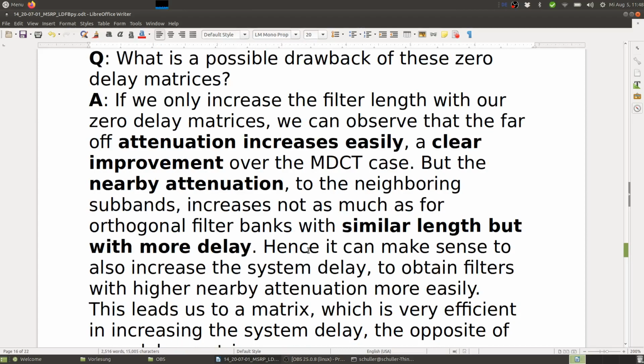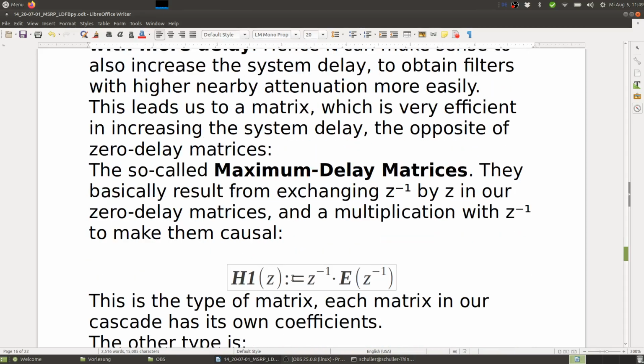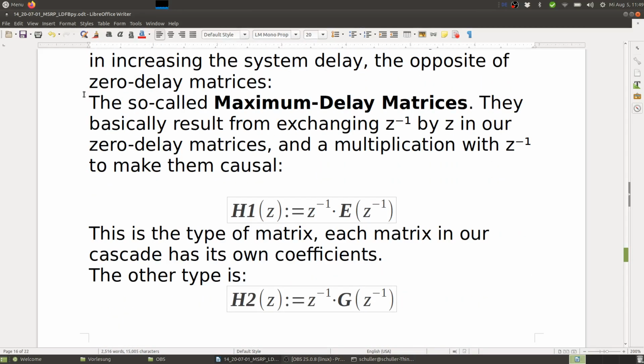Hence it can make sense to also increase the system delay to obtain filters with higher nearby attenuation more easily. So this leads us to a matrix which is very efficient in increasing the system delay, the opposite of the zero delay matrices, so they can be used to improve the nearby attenuation. The so-called maximum delay matrices. They basically result from replacing z to the minus 1 by z in our zero delay matrices and a multiplication with z to the minus 1 to make them causal.